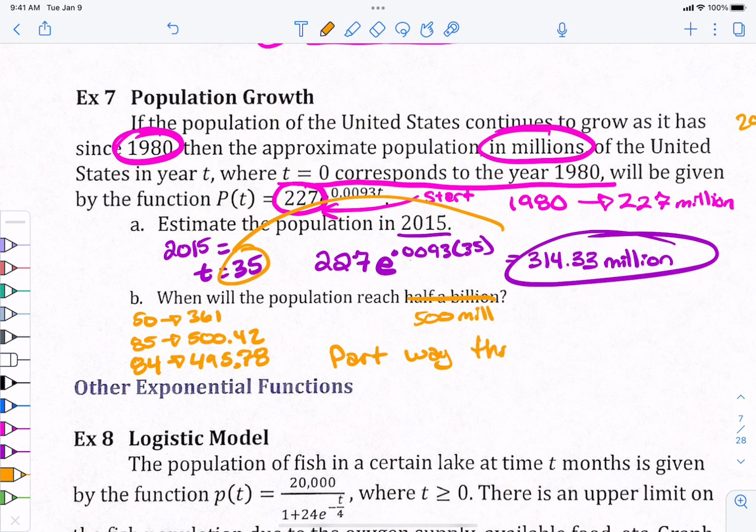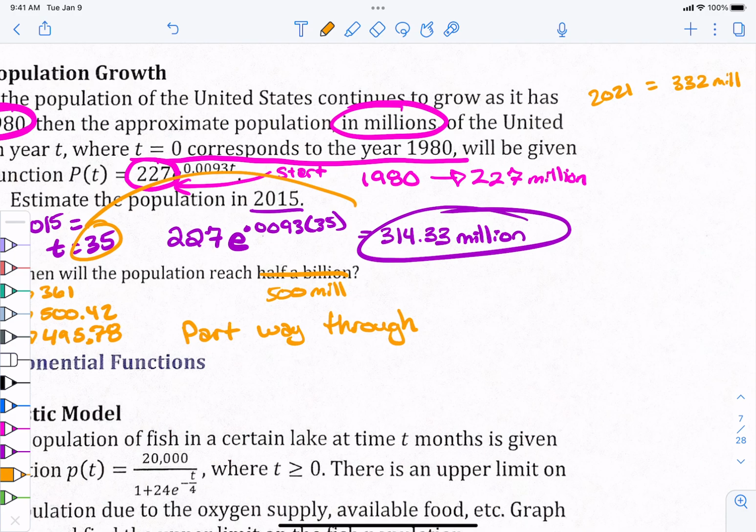495. What? What am I doing wrong? Oh, I know what I'm doing wrong. 1980 plus, what do we have, 84? Is 2064. Partway through 2064, so maybe like July of 2064 or whatever, right? I'll still be in my 60 years, 2064. I'll be 60 years old. Dang. I'll be 59. Okay, that's when we'll reach half a billion. Okay, happy with that?